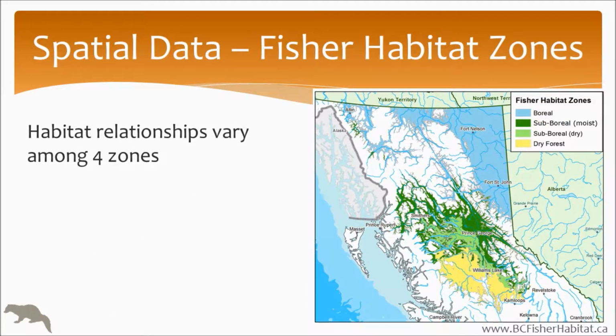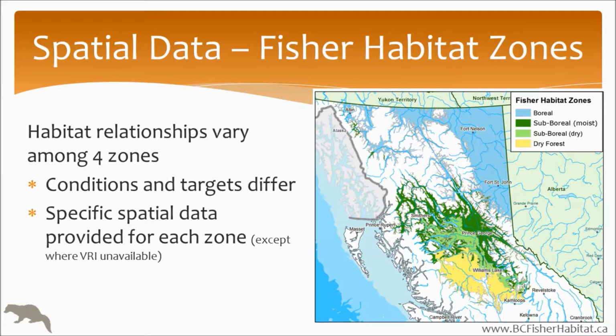Spatial data is available as an ArcGIS file database for 4 fisher habitat zones within the province. Because the habitat relationships of fisher vary among these 4 zones, the habitat conditions and retention targets are different as well. Because of this, the spatial data is offered in 4 different feature classes, one for each habitat zone. Spatial data is available for all areas where fishers are expected to occur.